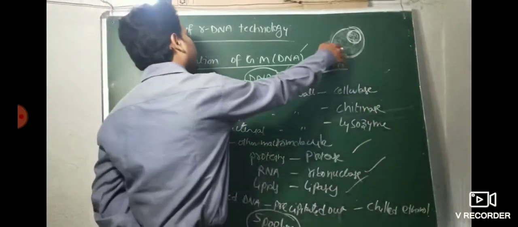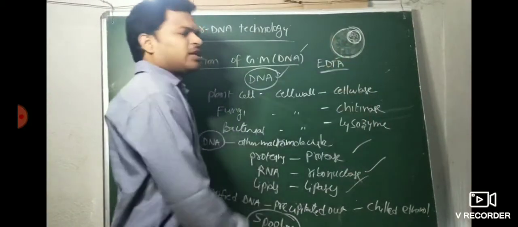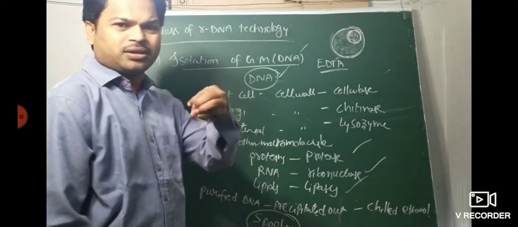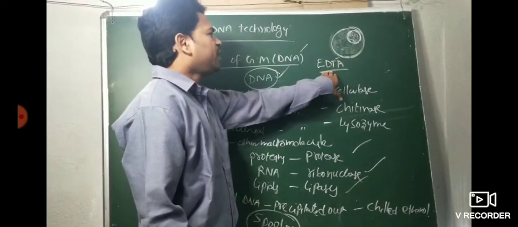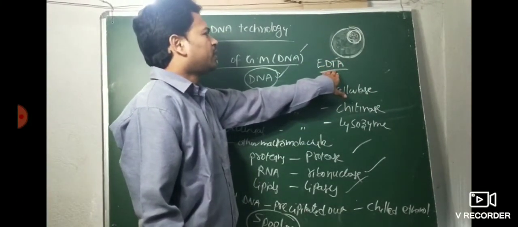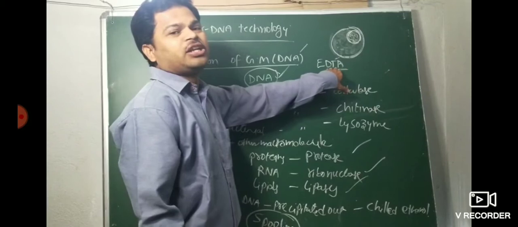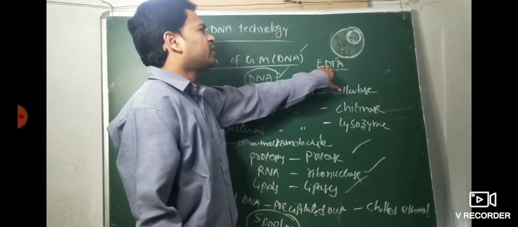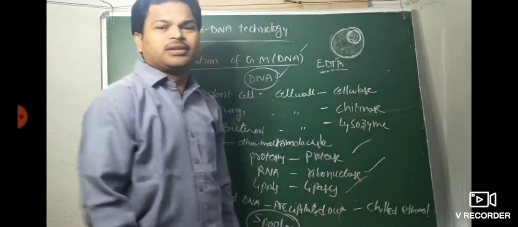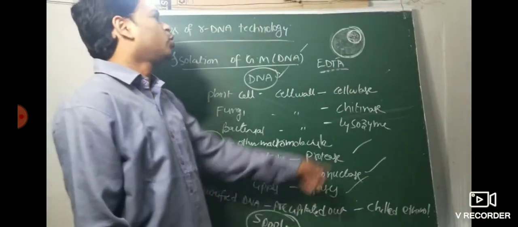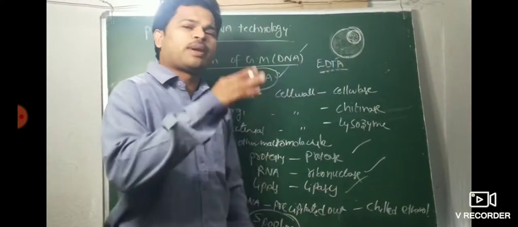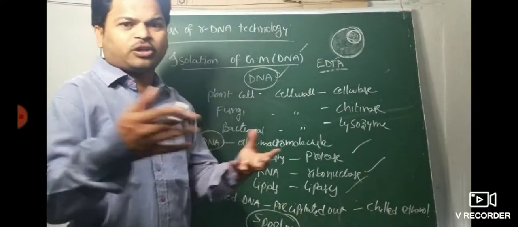So the cytoplasm is treated with EDTA solution. EDTA means ethylenediaminetetraacetic acid. So this EDTA is treated with the cytoplasm, then the cytoplasm is also removed. Then the nuclear membrane is present. That nuclear membrane is also removed by some respective steps.